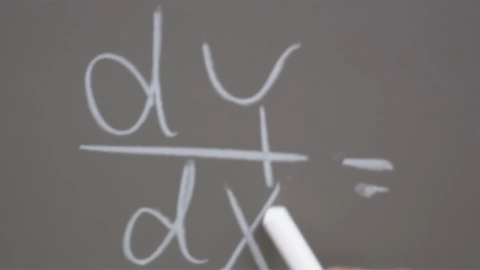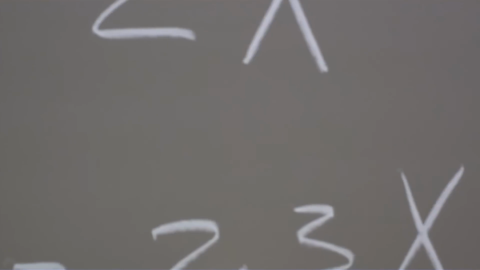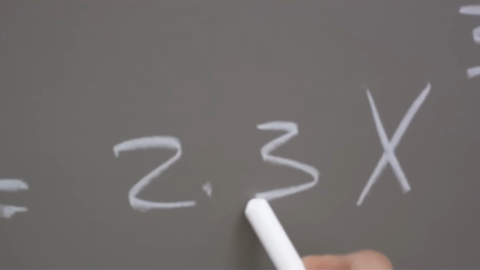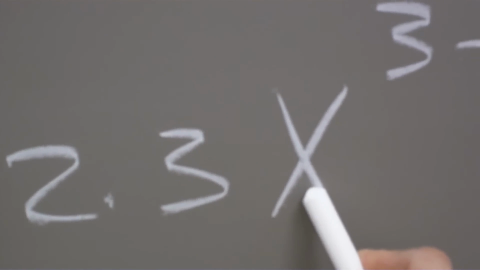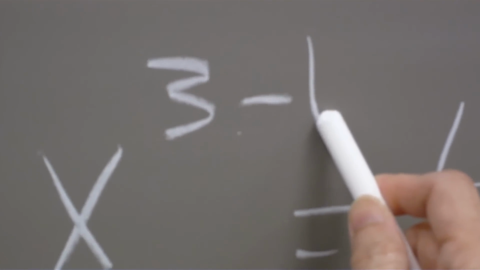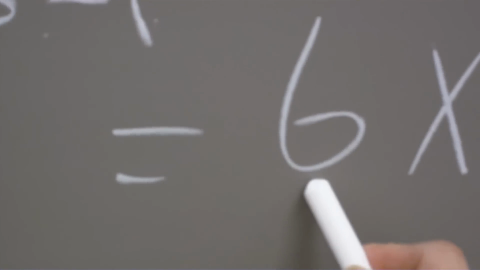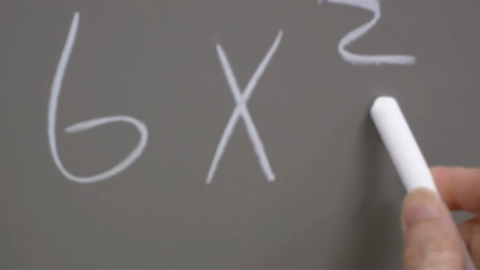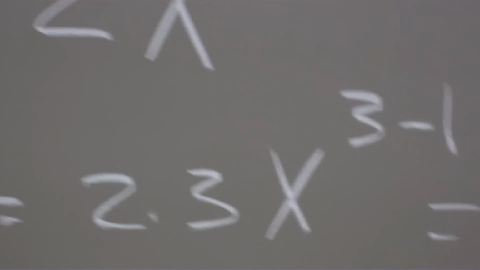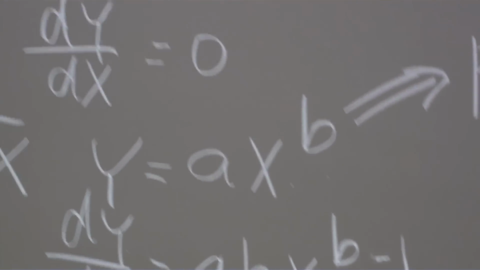For example, y equals 2x cubed. The derivative of y with respect to x equals: the coefficient here is 2, take the power down, which is 3, keep the variable x, and take the power 3 minus 1. If you simplify, this becomes 6x squared. Okay, so these are the only two rules that we use in economics in this class.